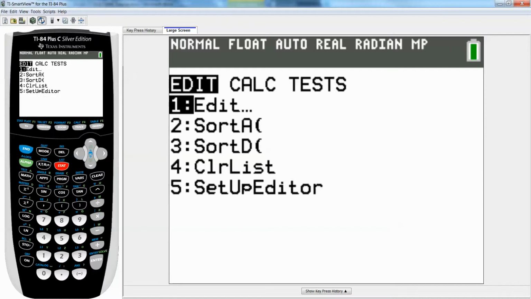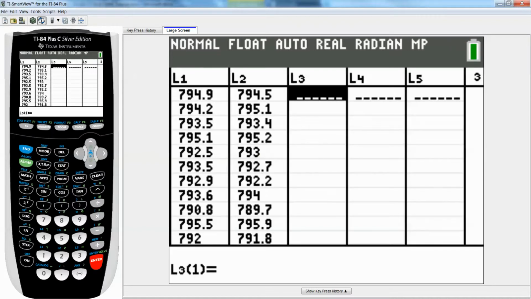So if I go to Stat and I go to Edit, you can see that I've already typed in measurement A and measurement B. So what I need is the differences, because I want to run a t-test, but a t-test is over a single column. And right now I have 2 columns. So I'm going to go up to the top of L3. I'm going to say 2nd 1, which is L1, see it right there, minus 2nd 2, L2. I'm going to press Enter. And it's going to calculate the differences for me.